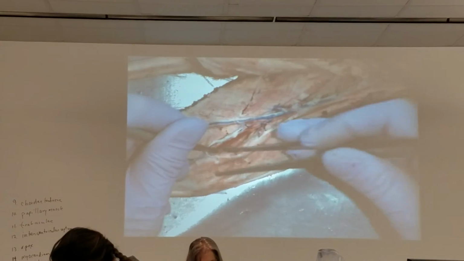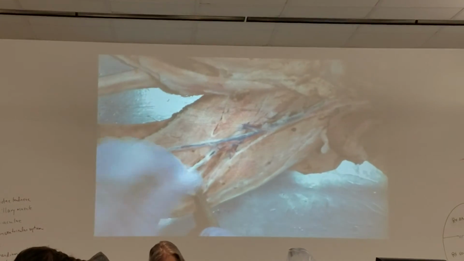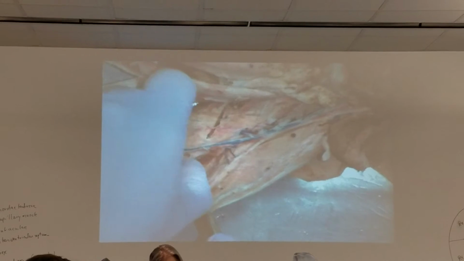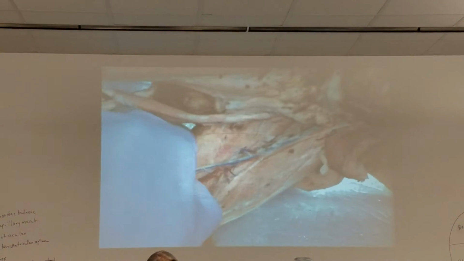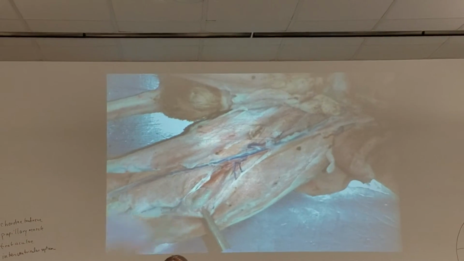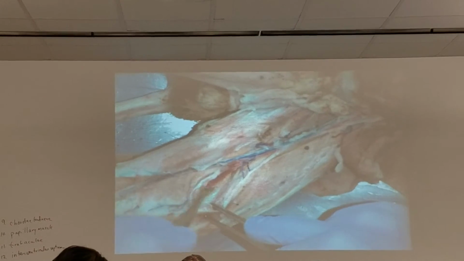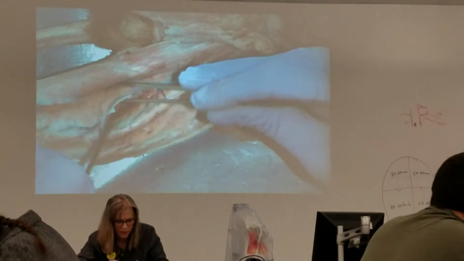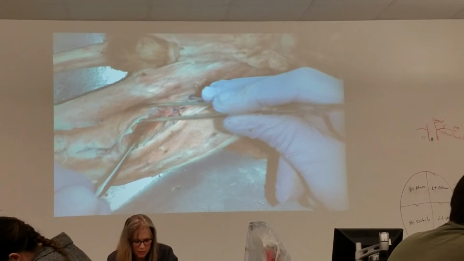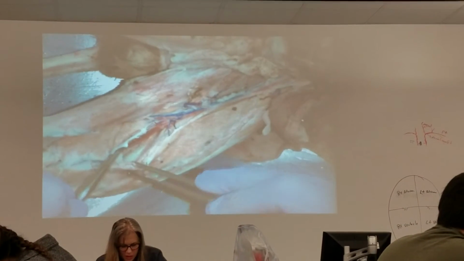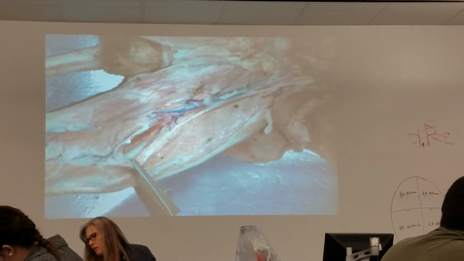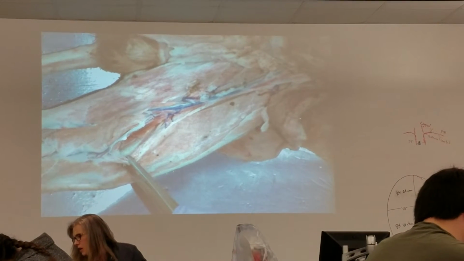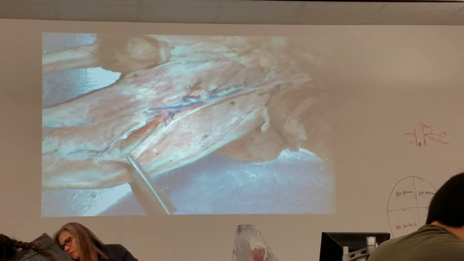Okay, so right here is where he's then going to branch. So if you can just kind of move a little bit of that semimembranosus out of the way, you can see where he makes that final branch deep into the leg. And there I can see the little one right here, posterior tibial, and then my anterior tibial is going to go to the front of the leg, which is 51. Okay?